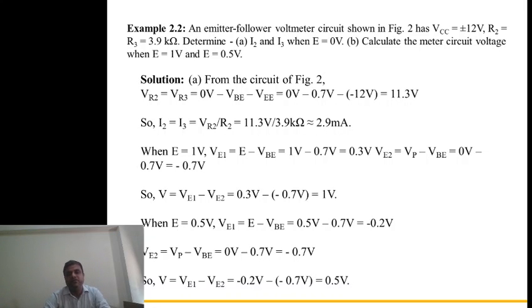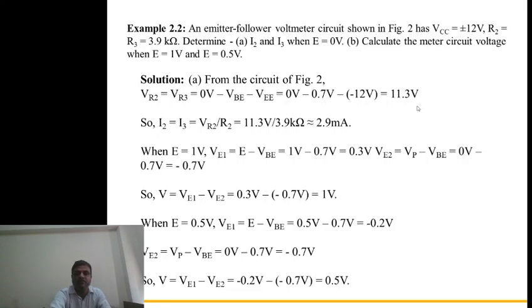Again they use a particular example, in which things are very clear. In this example, we put the value of VCC equal to plus minus 2 volts, R2 equal to 3.9, and we need to determine the values of I2 and I3 when E equal to 0, and similarly when E equal to 1 volt and 0.5 volt. So in case A, when E equal to 0, then VR2 minus VR3 equals 0 minus V. In the previous example it was given that V is equal to 11.3.